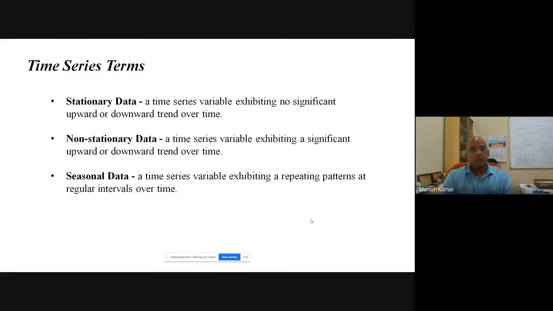There are some time series terms which we are looking for, like stationary data, which we have already discussed. A time series variable exhibiting no significant upward or downward trends over time is stationary, whereas non-stationary means it has significant upward and downward trends. Seasonal data exhibits repeating patterns in regular intervals over time.